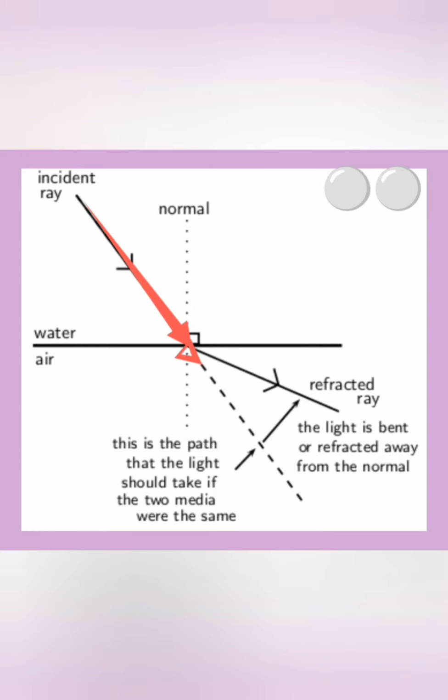Whether it is bending, either right or left or towards or away from the normal, depends on the speed of light, as we saw. And it is bending away from the normal in case the light ray moves from denser to rarer medium. Okay, denser to rarer medium, away from the normal. Clear?